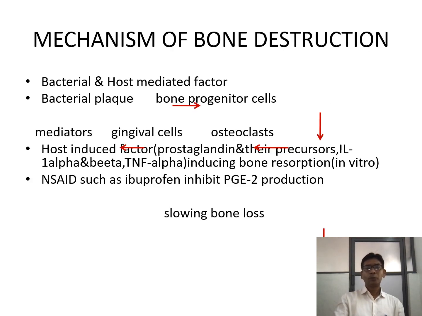Now this mechanism of bone destruction also involves host mediator factors such as interleukin and TNF alpha. All these will be liberated into the gingival connective tissue. To prevent this, there are certain drugs like ibuprofen or PGE2 inhibitors, which actually prevent destruction of the alveolar bone, so that alveolar bone loss can be prevented to a certain extent.